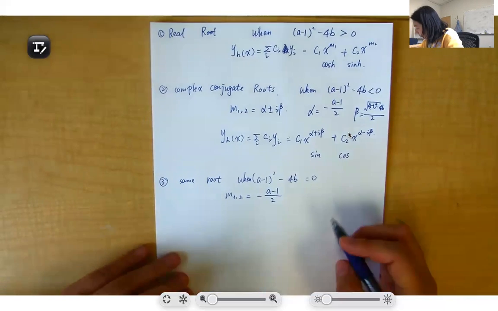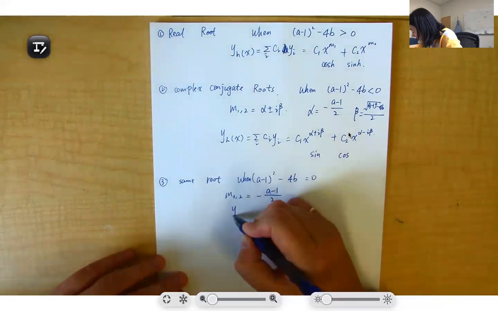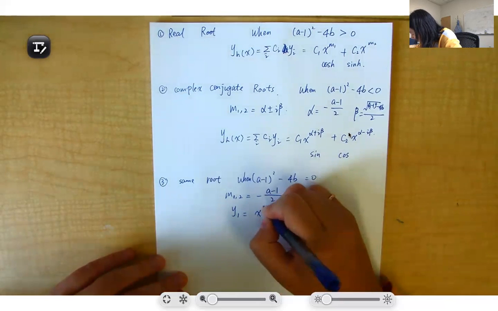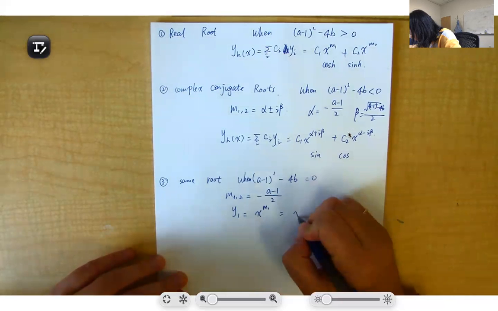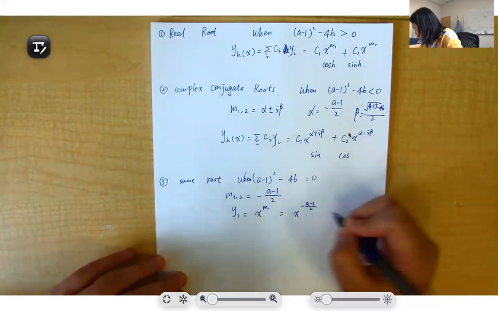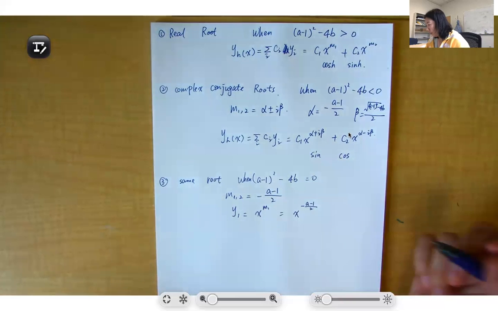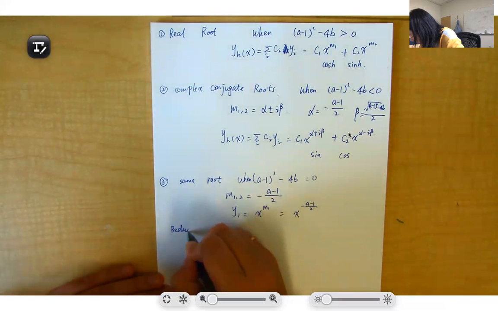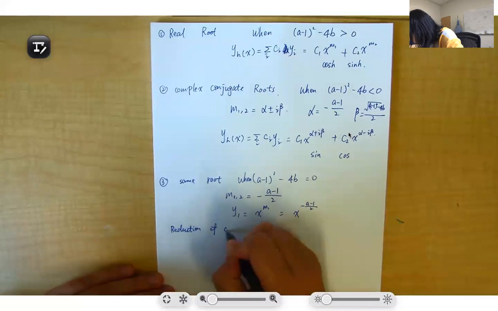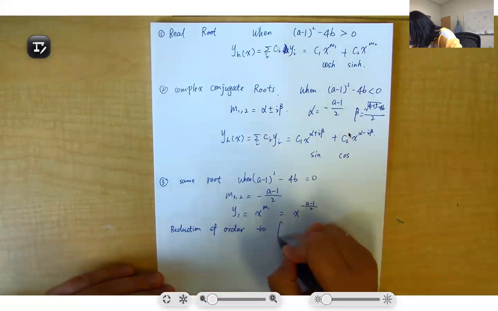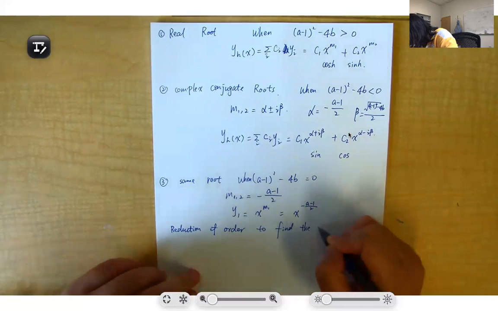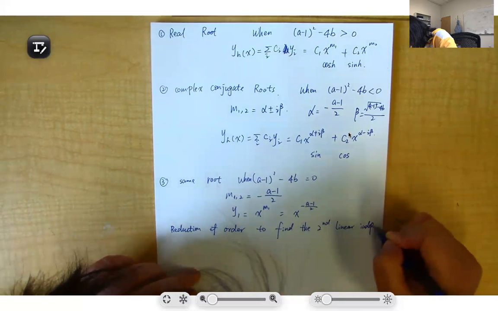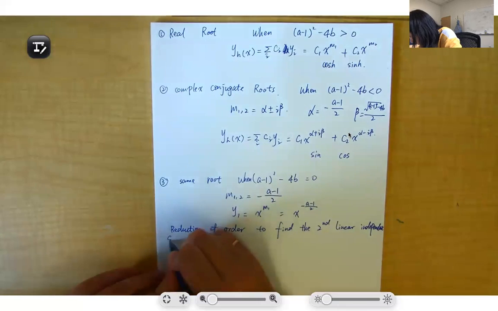you need a second linear independent solution, where we can use reduction of order to get the second solution. So in that sense, y1 will be equal to x to the m1, which will be x to the (−a − 1)/2. So that is your single solution right now. Then we will use reduction of order to find the second linear independent solution.